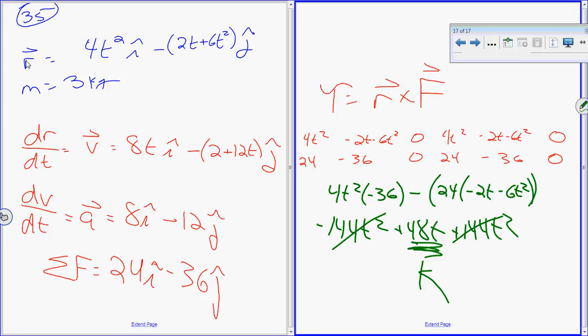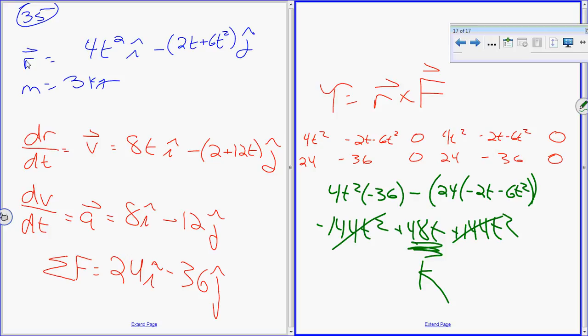I wish there was an easy way to do those cross products. All right. Then B says, let me make sure I say it right: is the magnitude of the particle's angular momentum relative to the origin increasing, decreasing, or unchanging? So it's asking you if the momentum is increasing or decreasing. And we just got 48t.